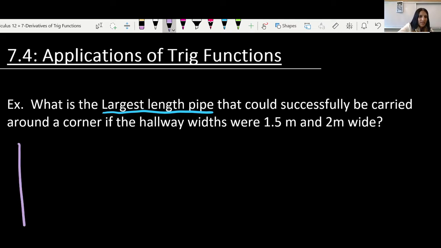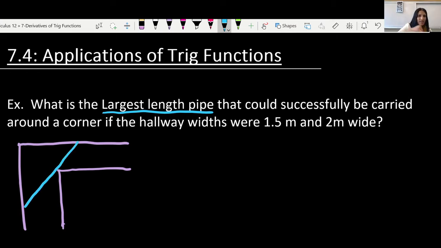But let's start by just quickly drawing it out. So if it's a corner, I know it's going to be something like that. Maybe I'm going to make that one like this wide, and that could be the 1.5, and this one will be a bit wider and make it the 2. So I know that it's something like this, and then I know if I'm looking for the largest length pipe, maybe I'm going to call that L, and this would be our L. So that's what it would look like.